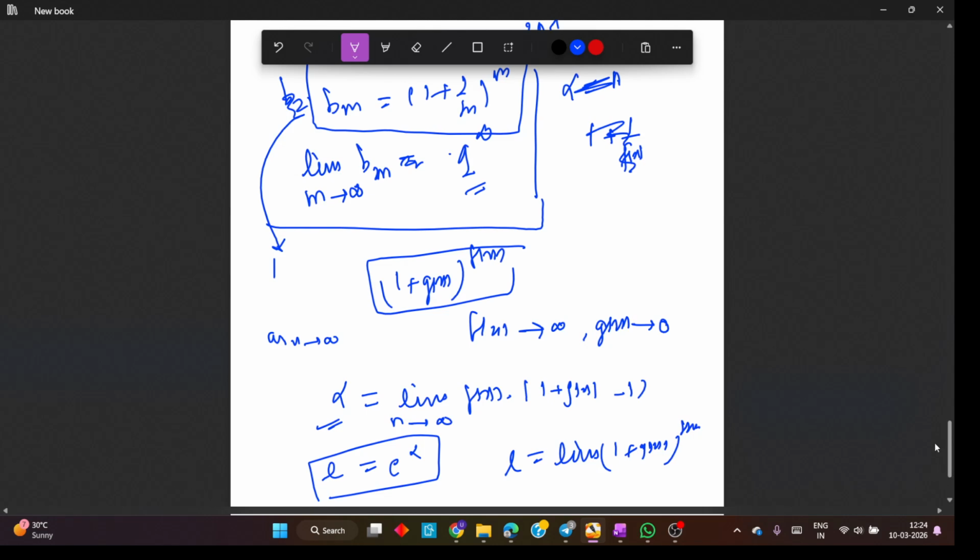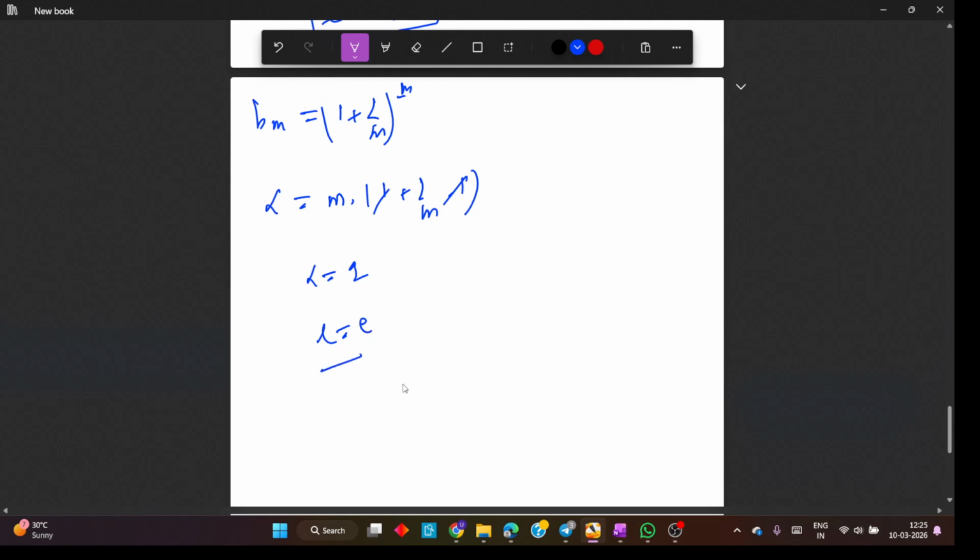So if we apply it to bm, bm is 1 plus 1 by m to the power m. So alpha would be what? This m comes in front: m into 1 plus 1 by m minus 1. So alpha would be equal to 1. So L would be e. So in fact, bm is a convergent sequence and it converges to e.